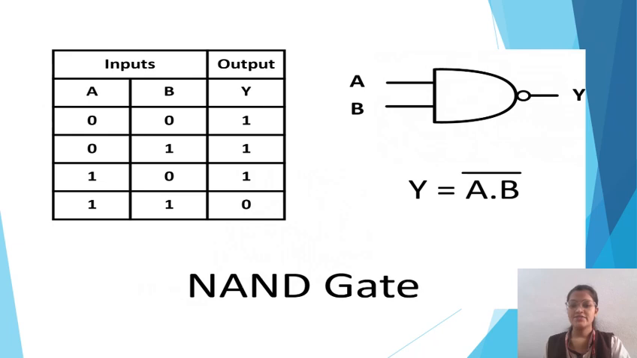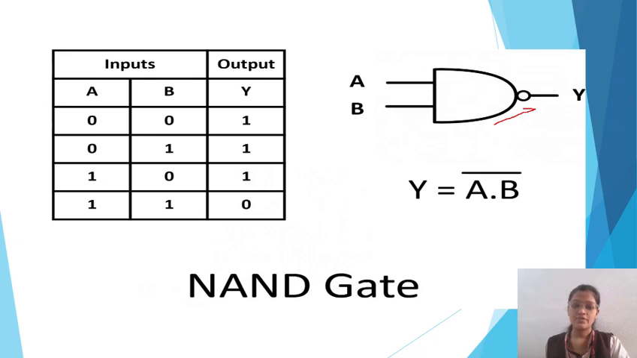As we saw, Y is equal to (A dot B) whole bar is the output form of the NAND gate. It means inputs A and B are taken through a combination of an AND gate and a NOT gate, and we get Y is equal to (A dot B) whole bar. It means whole complement. Here the inputs are taken as A 0, B 0, then the output becomes A dot B.